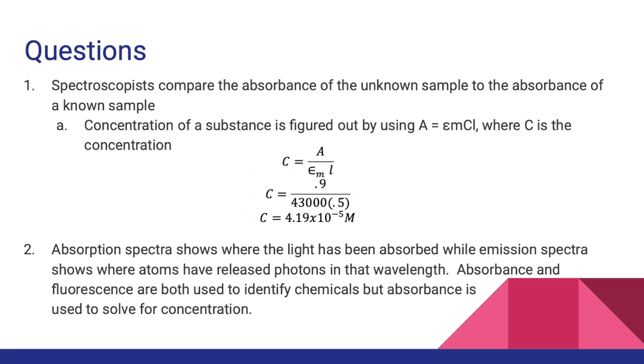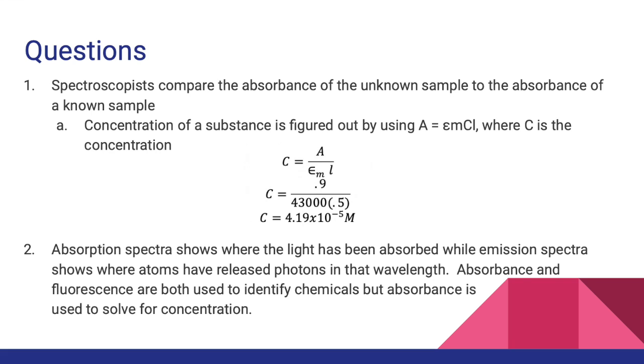Spectroscopics are able to identify an unknown sample using an absorbance spectra, which is done by comparing the absorbance of the unknown sample to the absorbance of the known sample. In order to find the concentration, we use Beer's law, which is concentration equals the absorbance over the extinction coefficient times the length of the cuvette. The concentration of the dye was 4.19 times 10 to the negative 5.